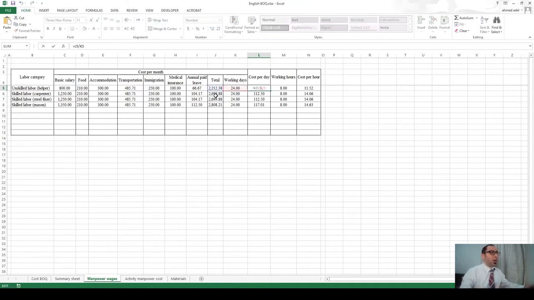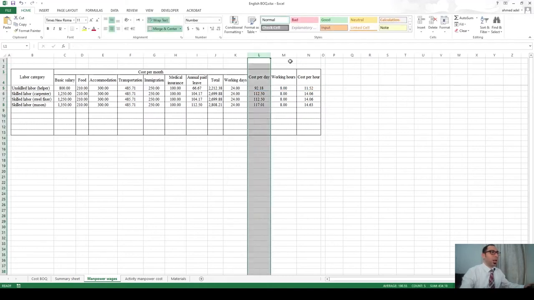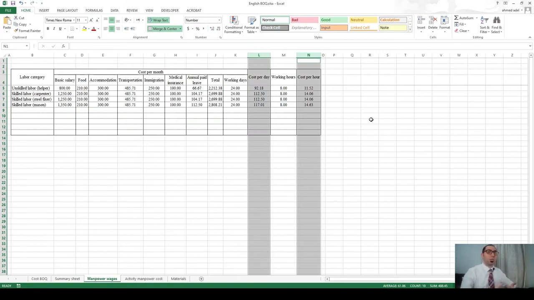So when you divide the total cost of labor by the number of working days, you get how much he is costing you per day. And if he is working 8 hours per day, when you divide the 92, or the cost per day, by the number of hours, you get the cost per hour. And I actually need these two columns to go to the next step, which is productivity.